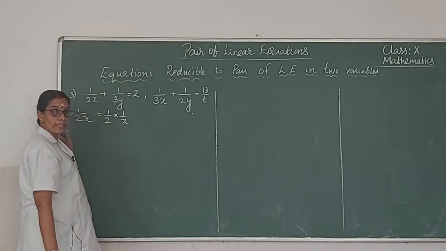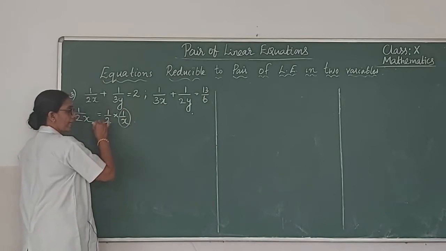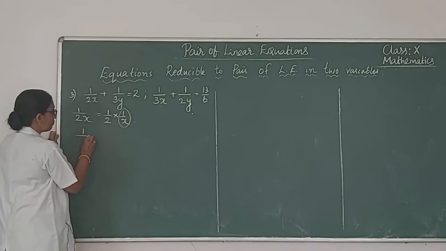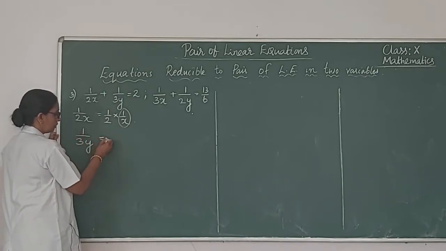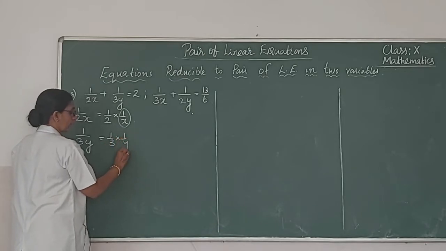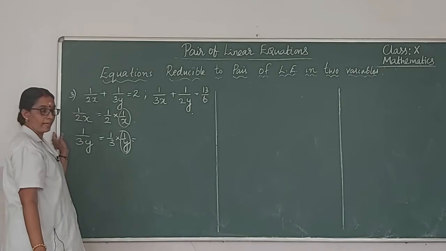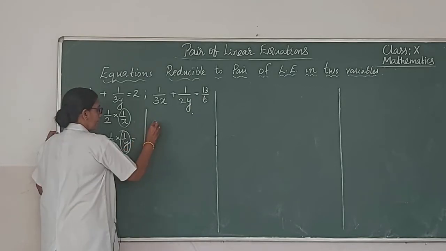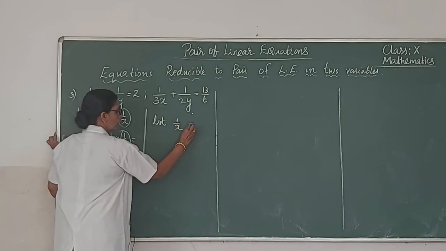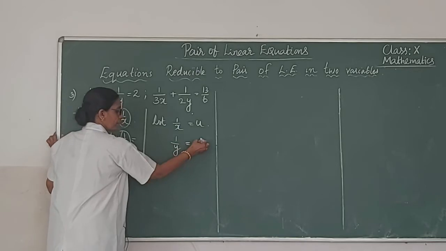Now what we have to give? Substitution. We have to give substitution for 1 by x. Isn't it? And second term is 1 by 3y. It can be written as 1 by 3 into 1 by y. So we have to give substitution for 1 by y. So we can take, let 1 by x is equal to u and 1 by y is equal to v.